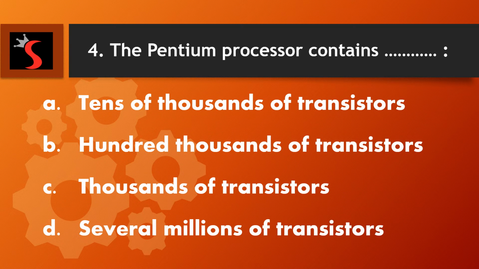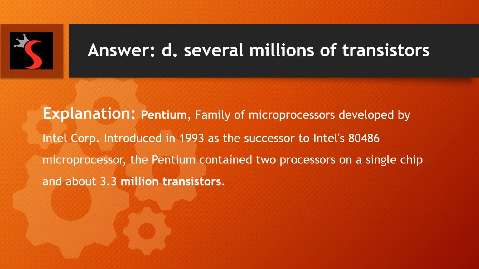The fourth question is: the Pentium processor contains A. Tens of thousands of transistors, B. Hundred thousands of transistors, C. Thousands of transistors, or D. Several millions of transistors. The right answer is option D.